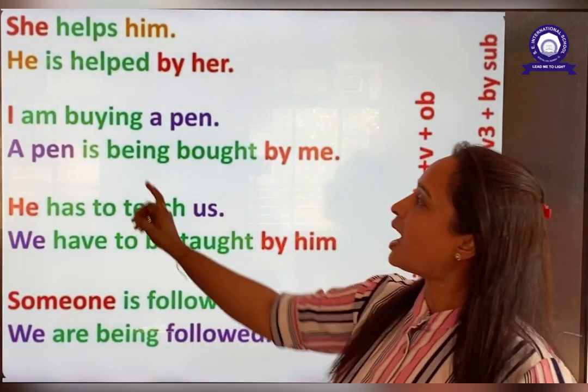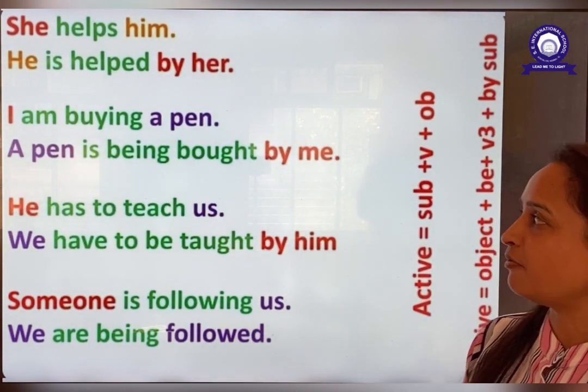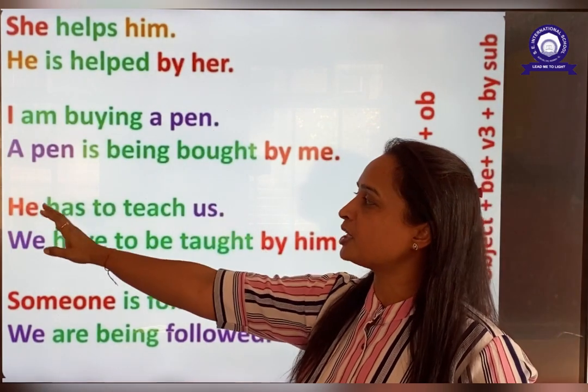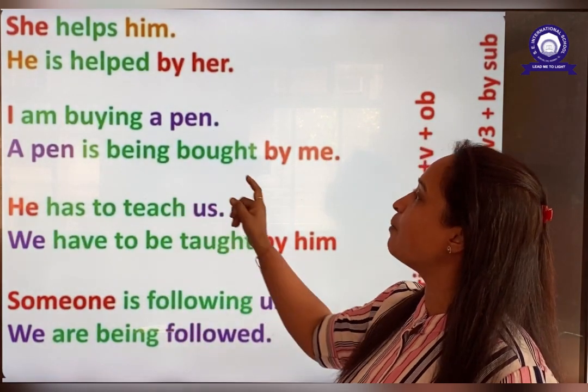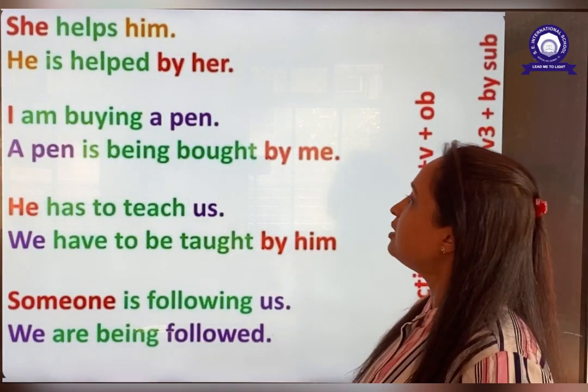Next example, I am buying a pen. Here I is the subject, am buying is the verb and a pen is the object. So I am placing my object first. So a pen is being bought by me. So this is the passive form of the sentence.